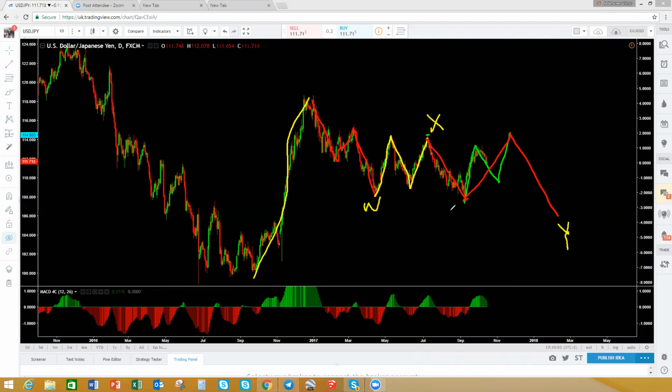The bias has not changed. I'm still targeting around the 104 area. Okay, so the only thing that has changed is the pattern. The labeling is still the same, right? And then what you're looking at here is a big 1, 2, 3. Okay, so it doesn't change anything.